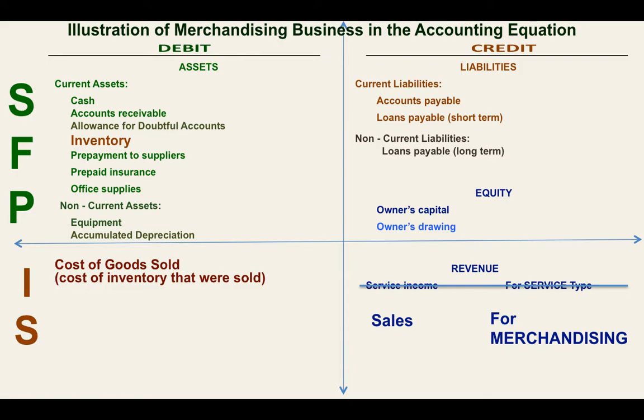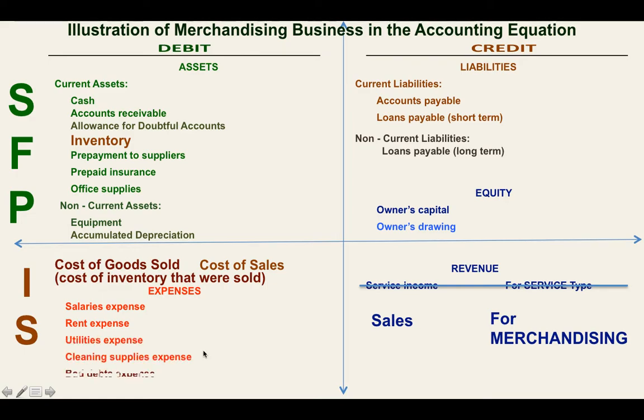And now, oh, by the way, class, please be reminded that cost of goods sold is sometimes called also cost of sales. They are synonymous. Cost of goods sold, cost of sales are the same. Okay? So on expenses, there are no differences between service and merchandising business. We also have salaries, rent, utilities, supplies expense, bad debts, and depreciation. Okay. Next slide.